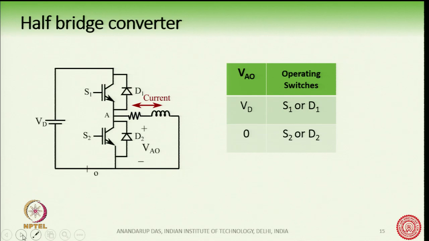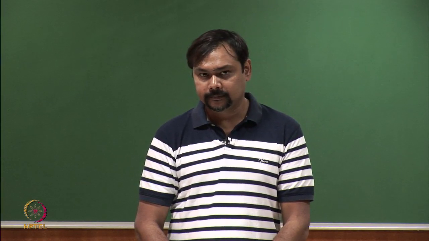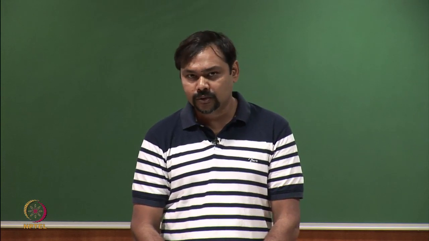Say, for example, the voltage VAO is equal to Vd. If the upper switch is on, then the voltage VAO is Vd. When the lower switch is on, the voltage is 0. When the upper switch is on, either S1 or D1 will be conducting. When the lower switch is on, either S2 or D2 will be conducting.